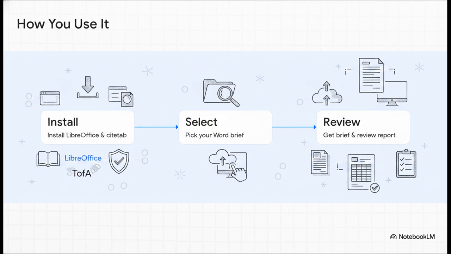Plus, and this is super handy, you get a plain text review report. This acts like a totally transparent log, telling you exactly what citetab did, what it added, which page numbers it corrected, and crucially, anything you might need to just give a quick double check.